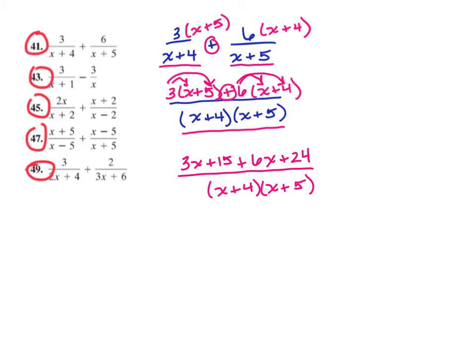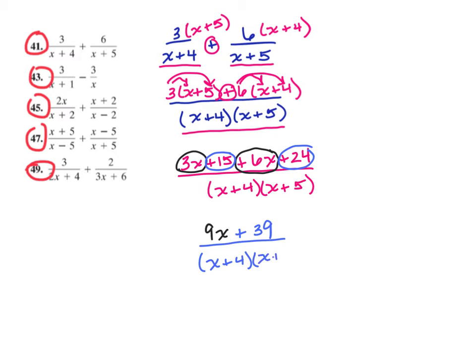Now the top, I can do one more thing. I can clean it up by combining like terms. So I have a 3x, and I have a positive 6x, so that's going to give me a total of 9x. And then I have a 15, and I have a positive 24, so that's going to give me positive 39 that I'm going to add on to that. And then the bottom is going to stay x plus 4 times x plus 5.